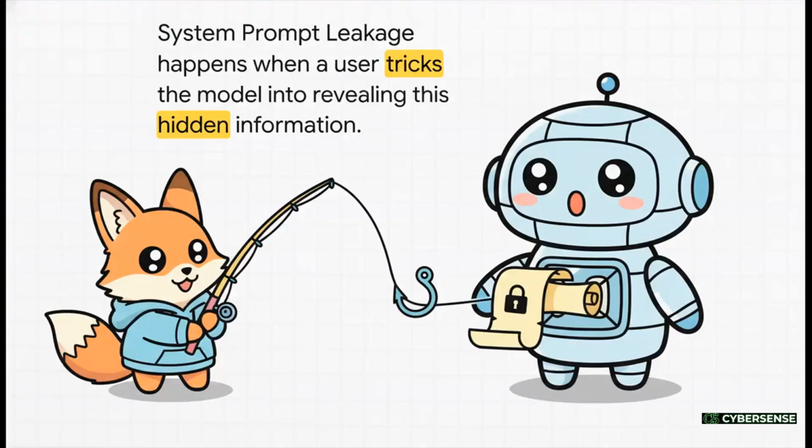This is where prompt leakage comes in, and it's pretty much exactly what it sounds like. It's an attack where a user cleverly manipulates an AI to just ignore its main job and instead reveal its own hidden system prompt and all its instructions. It's a classic information disclosure vulnerability.